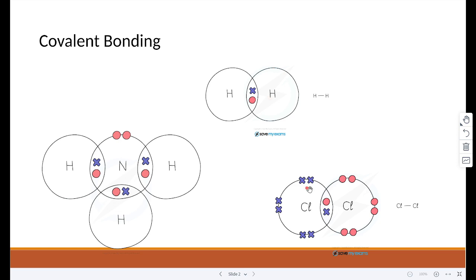So chlorine has 7 electrons in its outer shell. As you can see, 1, 2, 3, 4, 5, 6, and 7. So it needs a total of 8 electrons to be fully satisfied. That means it needs one more electron. So what is going to happen? Both the chlorines are going to share their electrons. So one electron, so this electron is being shared from this chlorine and this electron is shared from this chlorine. That means that they have a total of 8 electrons and they are fully satisfied.